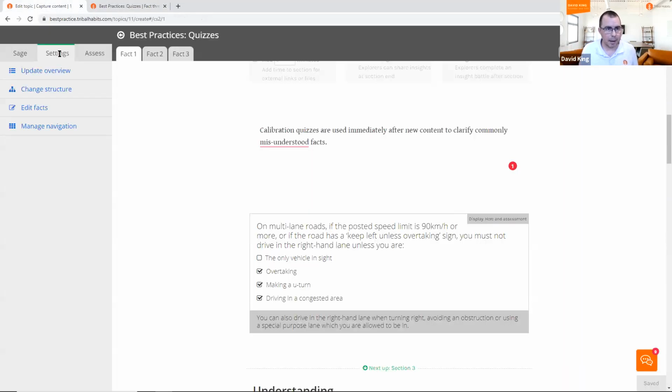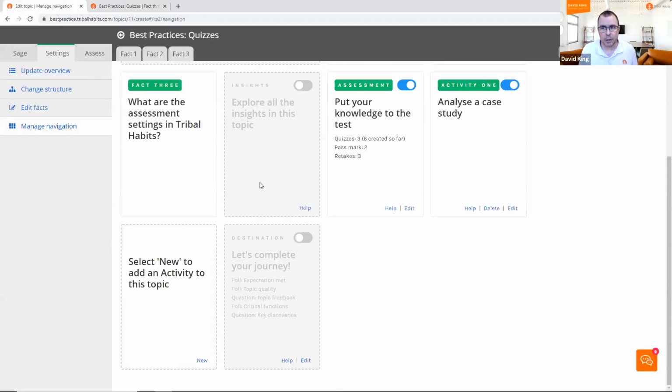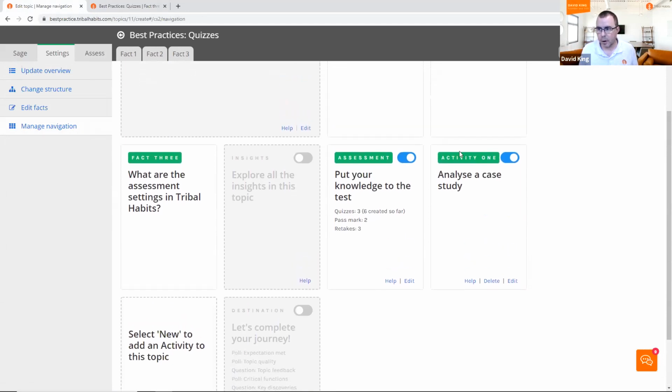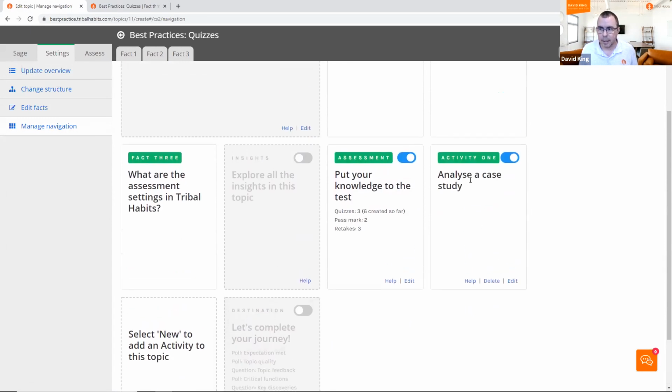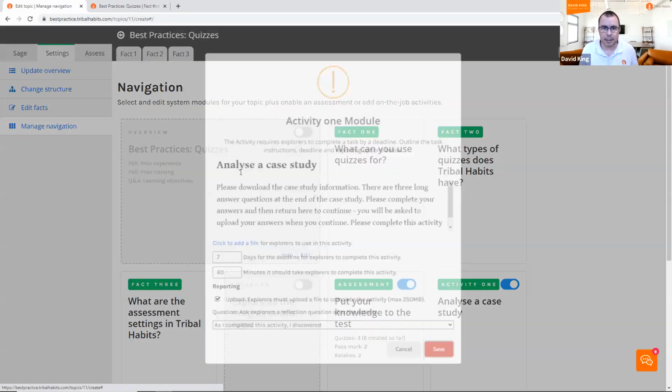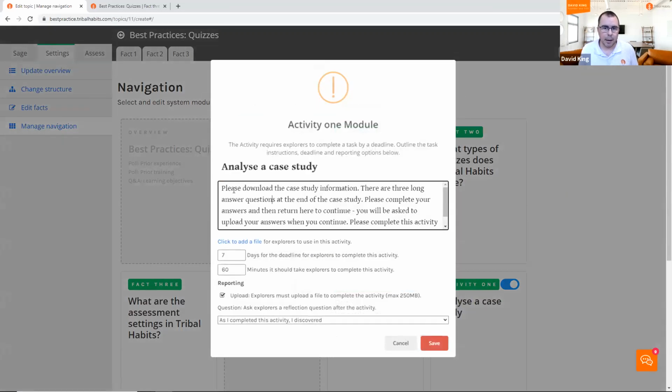So over in Tribal Habits, back on the settings menu under Manage Navigation, there's the assessment turned on. And I've got one activity here, but I can click New here to add more activities. If I look at activity 1, it's Analyze a Case Study. Again, if I bring up the settings, it's called Analyze a Case Study. I then have a series of instructions here that ask them to download some case study information, complete the long answer questions and upload it.